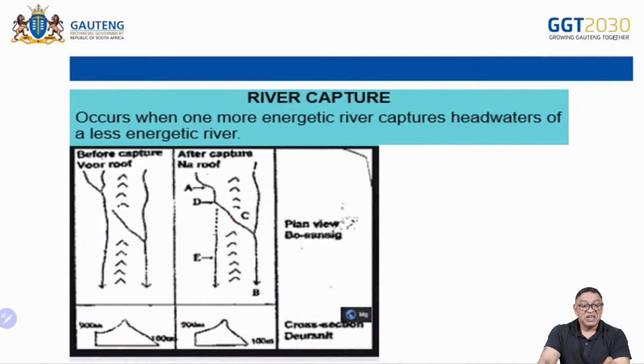I'm going to redo this slide here, learners, because we don't know where it actually cut off. So I'll be repeating myself again. But the good thing is we don't have any coloring on this. So we spoke about abstraction. Now we come to river capture. We said when a more energetic river captures the headwaters of a less energetic river.